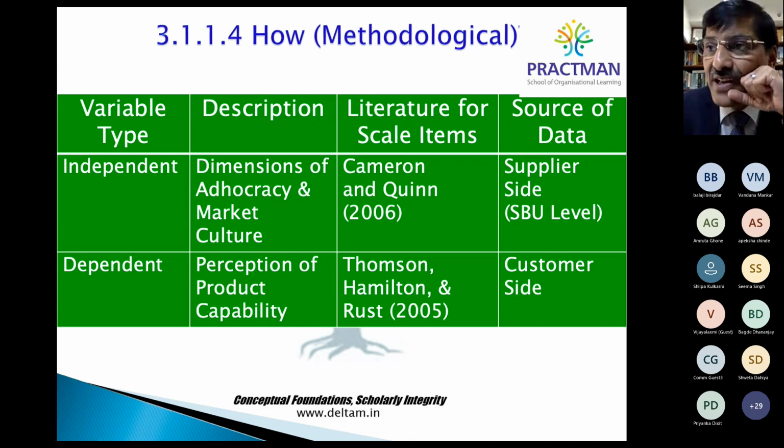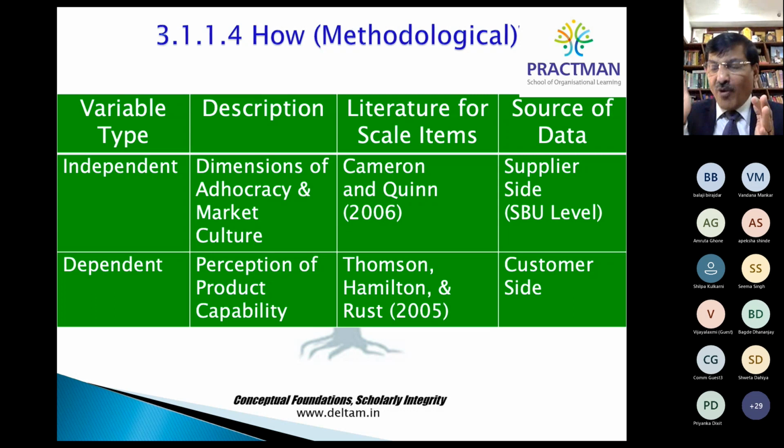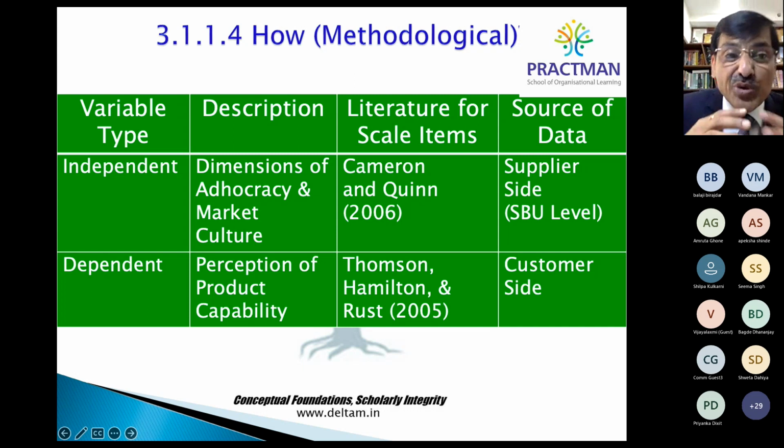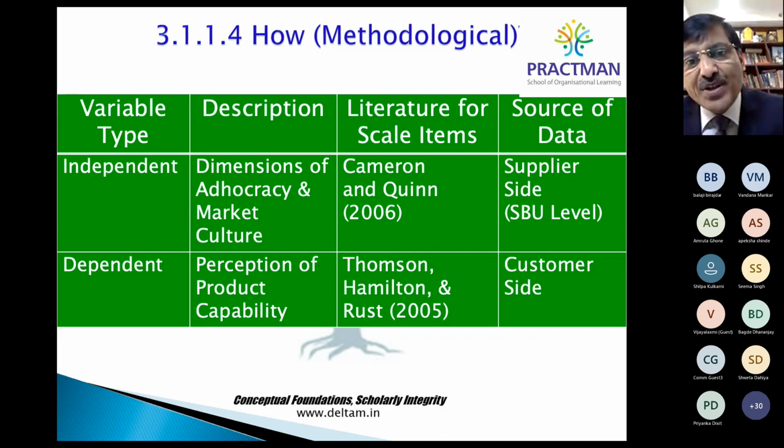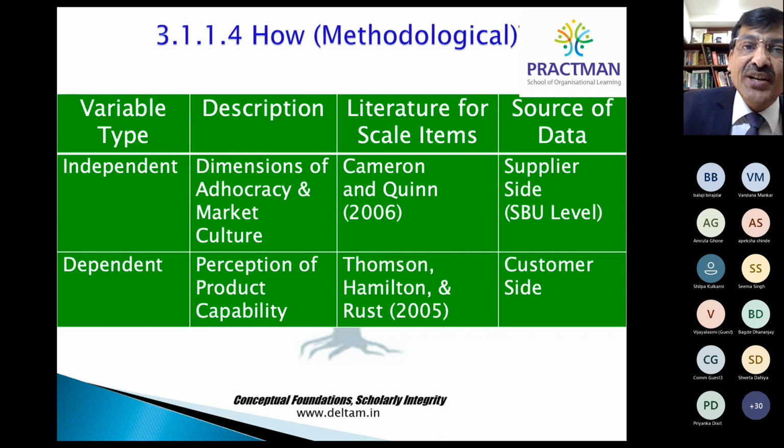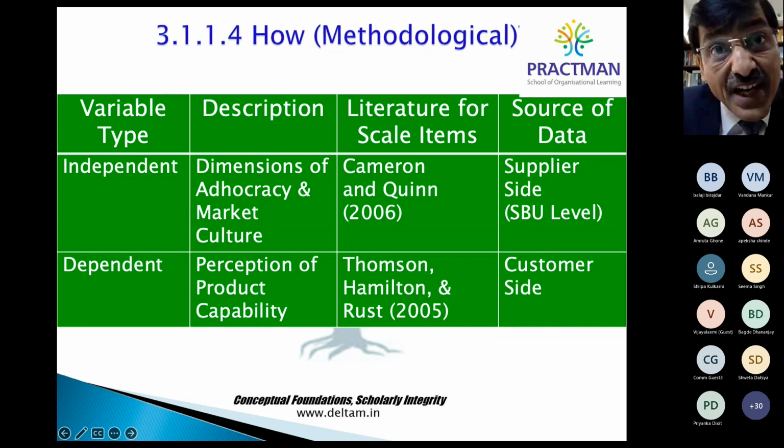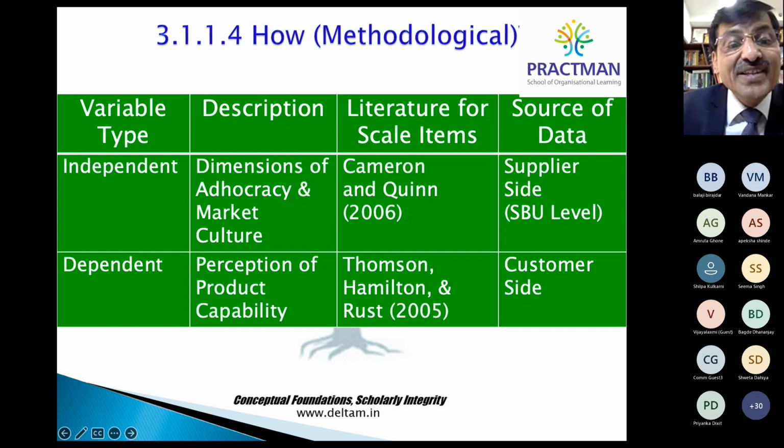So these researchers said, when you want to link the type of culture to the product capability decisions, then which one is dependent and which one is independent? Dependent is how do you design your product? So perception of the product capability is dependent on what kind of culture the company has. So company's culture, its dimensions, they constitute independent variable, and the manner in which the company designs the product and the manner in which it is perceived by the outside world is the dependent variable.